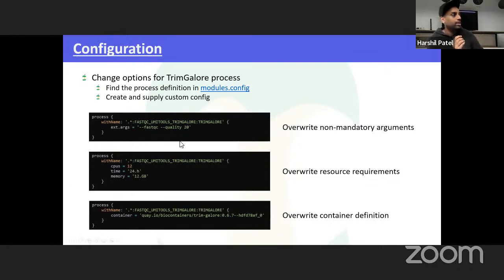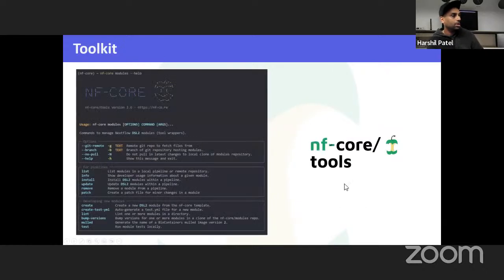So you can see at the top there, if you wanted to change the trim galore module in the RNA-seq pipeline and add an additional non-mandatory argument, it's pretty simple to do that. But as I mentioned, I won't go into much detail. You can also change resource requirements and container definitions with this sort of thing. We've got a massive toolkit that I'm going to demo to you now, and hopefully show you the utility of all of this and how useful it can be when interacting with modules.